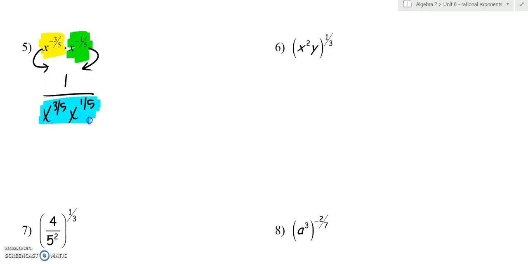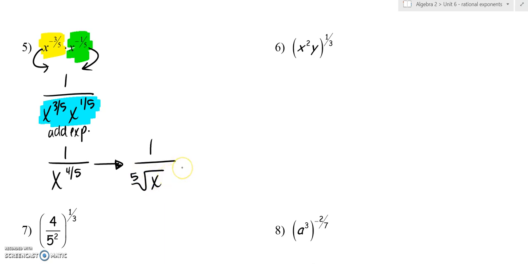Now, I want to add my exponents in that blue part there that I highlighted. When I do that, I get 1 over x to the 4/5. Okay, but I want it in radical form. The 1 is going to have to stay. On the bottom, I have the 5 on the ledge, the x underneath the radical, and then the 4 on the outside.